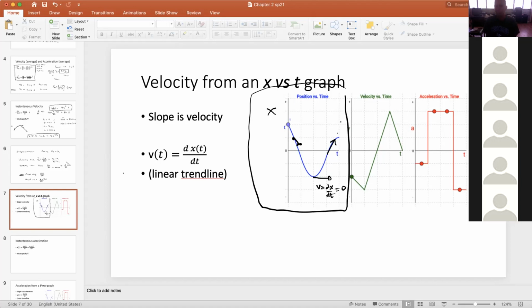The slope of an x of t graph is the actual velocity at that moment, assuming a linear trend line. The reason why I say that is if we had some actual fit, it's a little bit different, but we'll get there when we get there. For now, just know that the slope of an x versus t graph is your velocity at that particular moment. Okay.